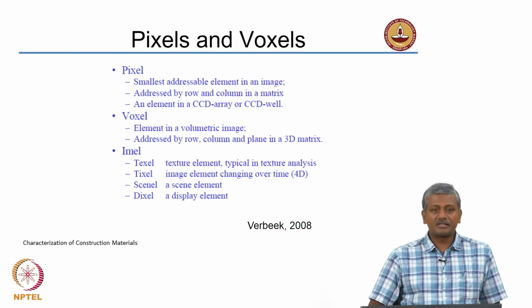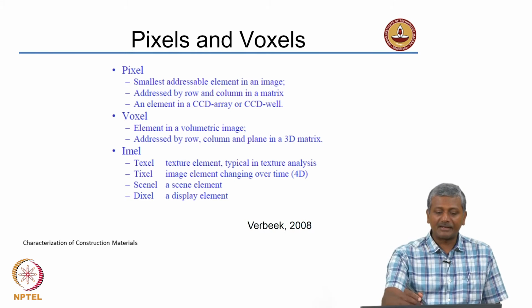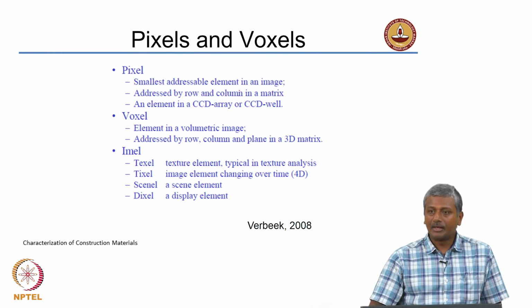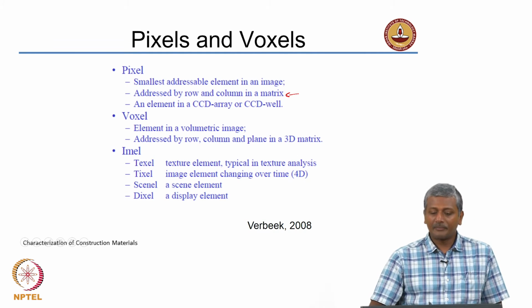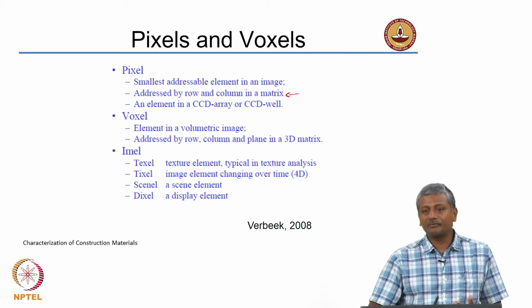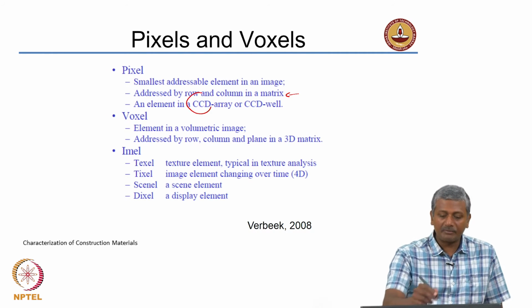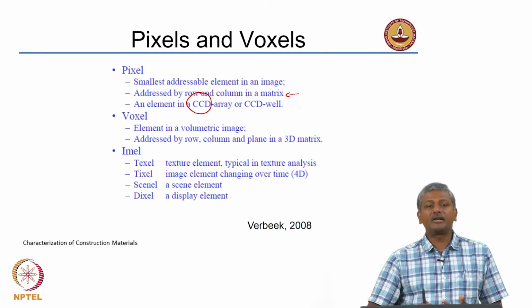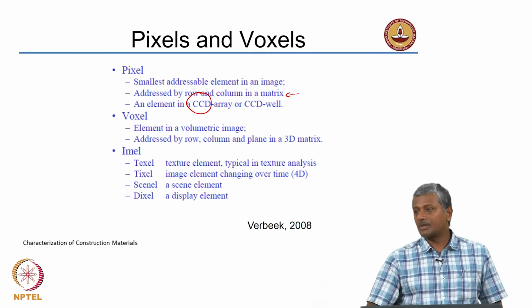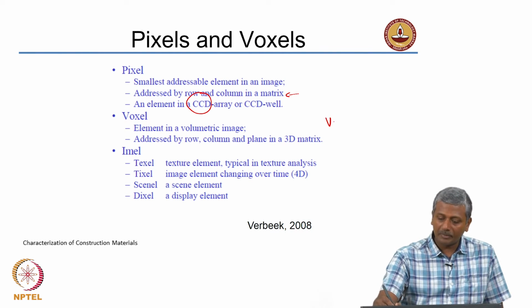Now, a pixel is a picture element, which is the smallest addressable element in an image. As I said, it is addressed by a row and column in a matrix, and it is nothing but an element in the array which is present in your charge coupled device, the CCD. Now, if you are looking at a volumetric image or a 3-dimensional image, you can't call it a pixel anymore; it is called a voxel, or volume element.